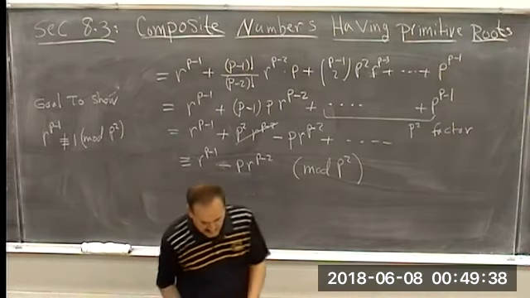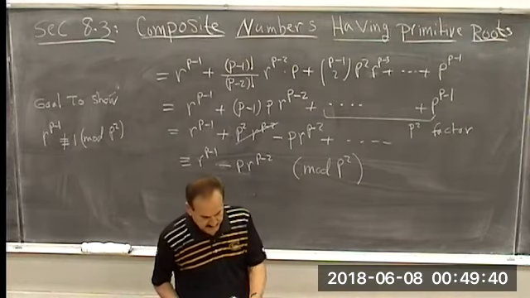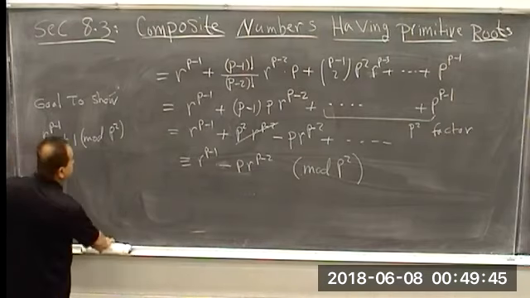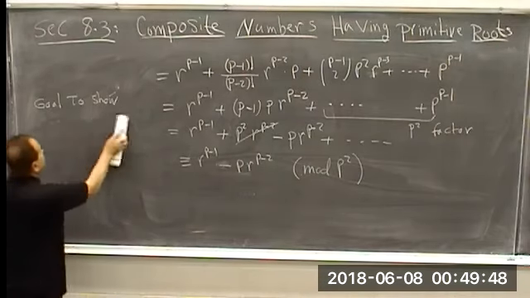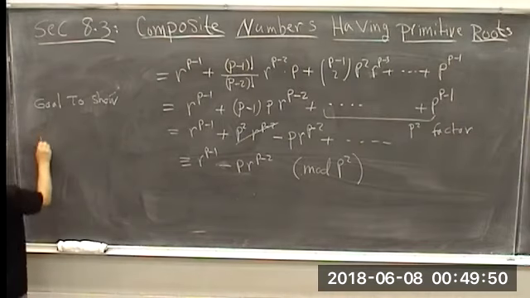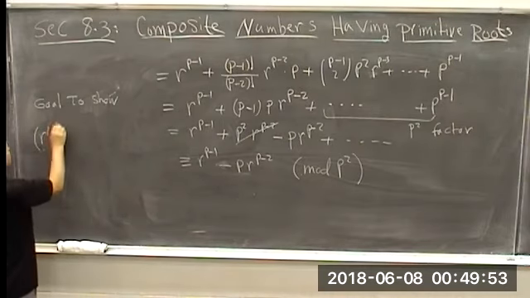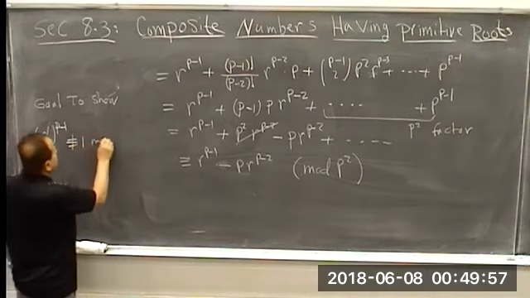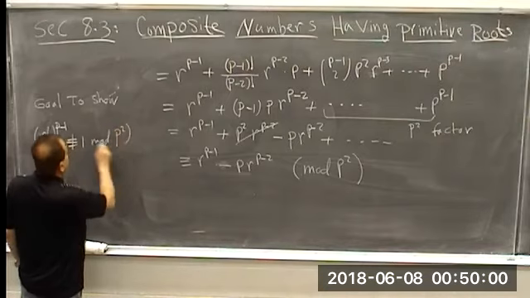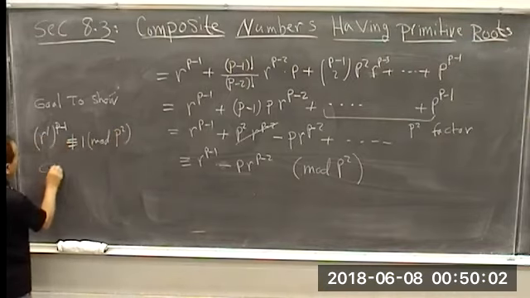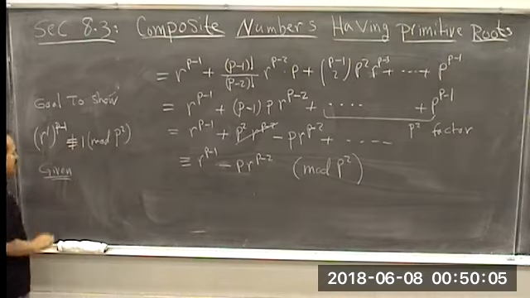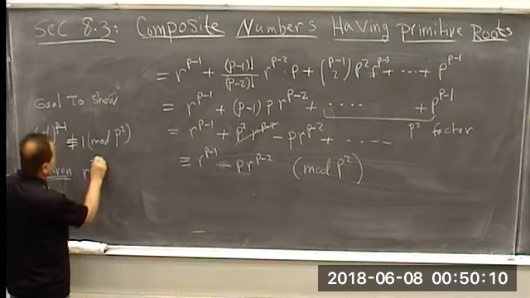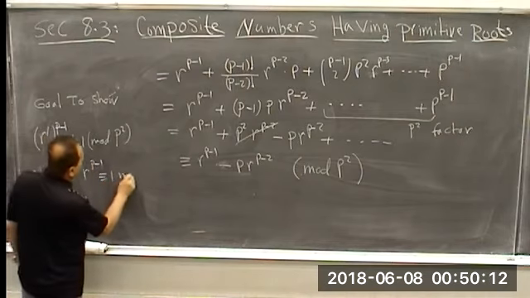We have one other thing in here. Let me see. No, sorry, not r. So r prime to the power p minus 1, this one is not congruent to 1 mod p squared. We are working with the case where r to the power p minus 1 is congruent to 1 mod p squared.